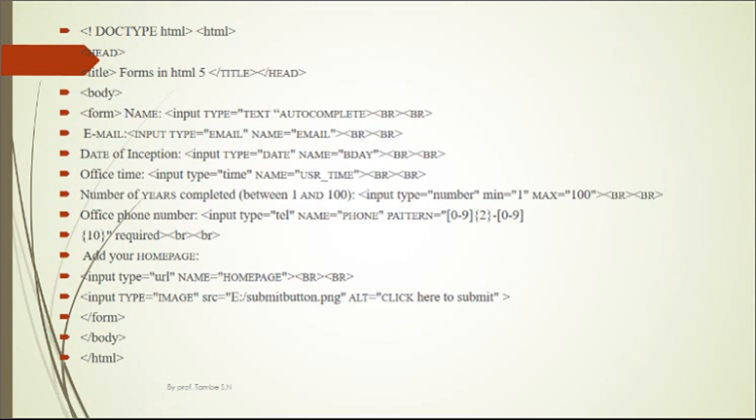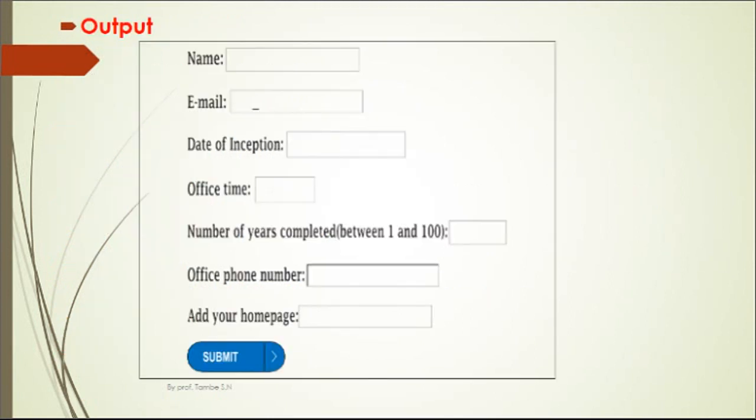First of all we will imagine the output of the form. For that purpose we will first imagine what we exactly want to do. Here we want the fields: name, email, date of inception, office time, number of years completed, where we can take the range 1 to 100, office phone number, add your home page, and then the submit. Here we are taking the submit as one image. For this button we are taking the image.